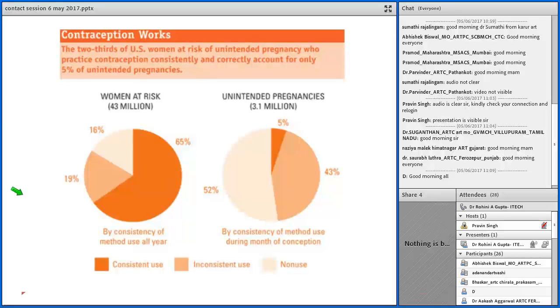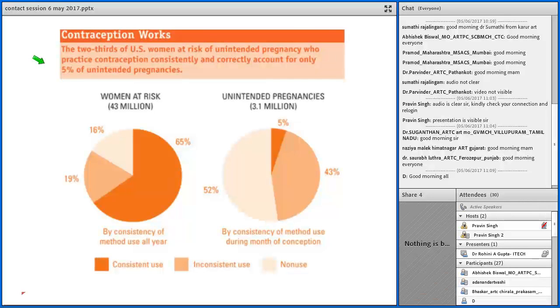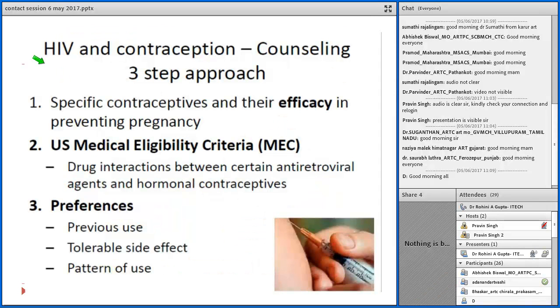and contraception works. This is important to know. Two thirds of the US women at risk of unintended pregnancy who practice contraception consistently and correctly account for only 5% of unintended pregnancies. That means if contraception counseling is given, very few unintended or unplanned pregnancies will occur. Of course, this contraception should be consistent and current use, so repeated counseling is required.